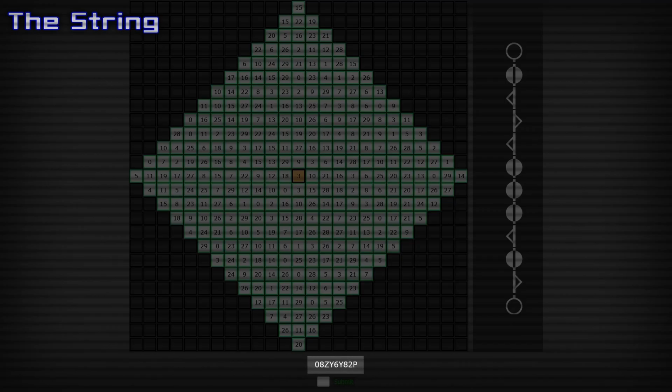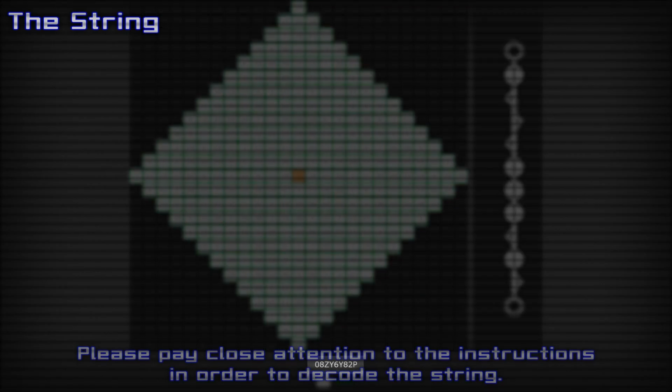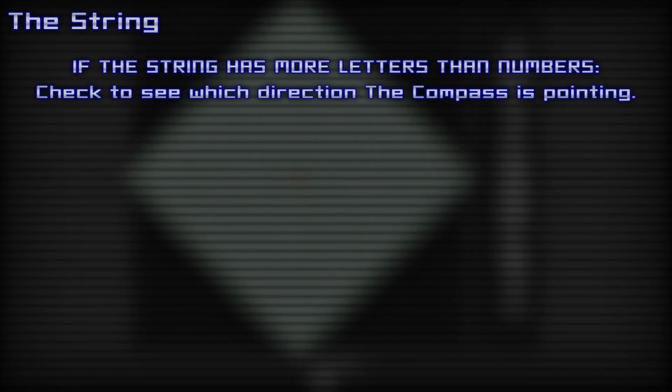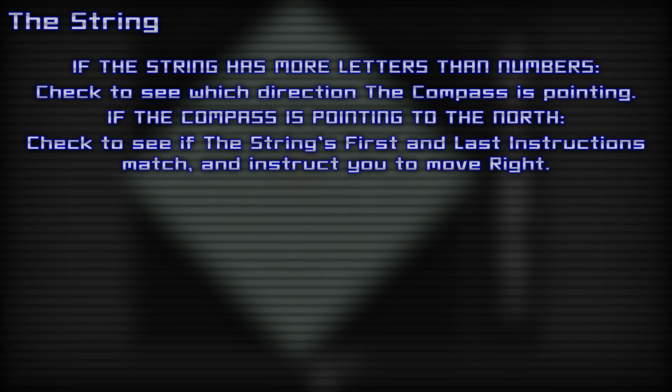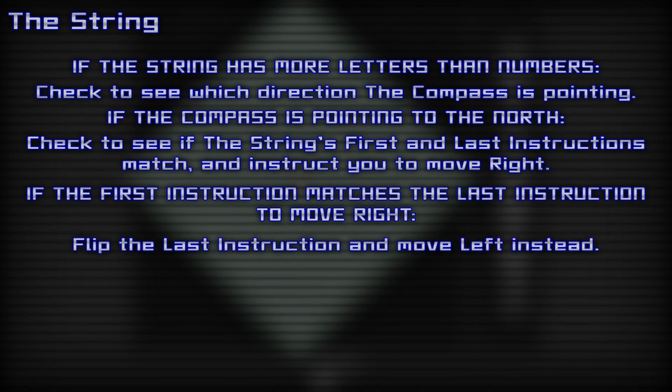The string is a randomly generated group of letters and numbers in random sequence. Please pay close attention to these instructions to better understand how the string works. If the string has more letters than numbers, check to see which direction the compass is pointing. If the compass is pointing to the north, check to see if the string's first and last instructions match, and instruct you to move right. If the first instruction matches the last instruction to move right, flip the last instruction and move left instead.